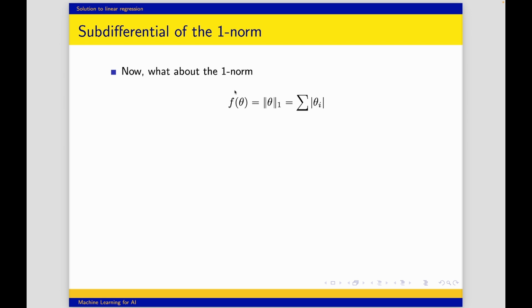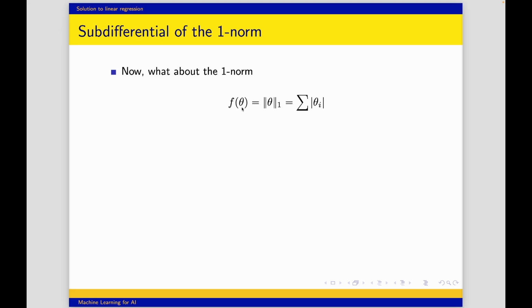So let's now move on to the one norm. In order to develop the proximal map method, we will need to know what the subdifferential for the one norm looks like. And then that will make life much easier once we get to the proximal map solution.